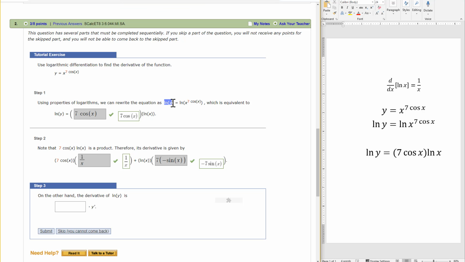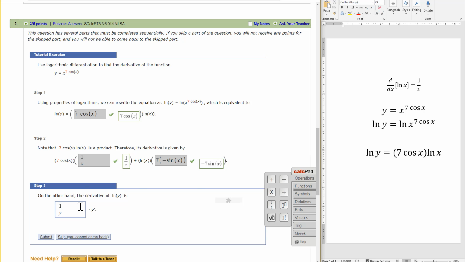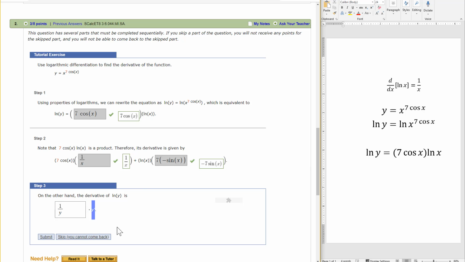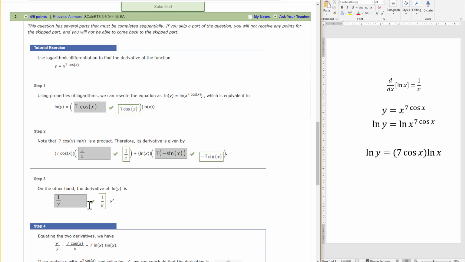Now the left hand side of the equation is ln of y. If we want to take the derivative of that, we're going to use what's called implicit differentiation, because y is originally a function of x. So the derivative of ln of y is going to be 1 over y, because it's an ln function, times the derivative of the inside of the ln function, which is just y. And so they have that provided for us. That's y prime. So the derivative of the left hand side is going to be 1 over y times y prime.